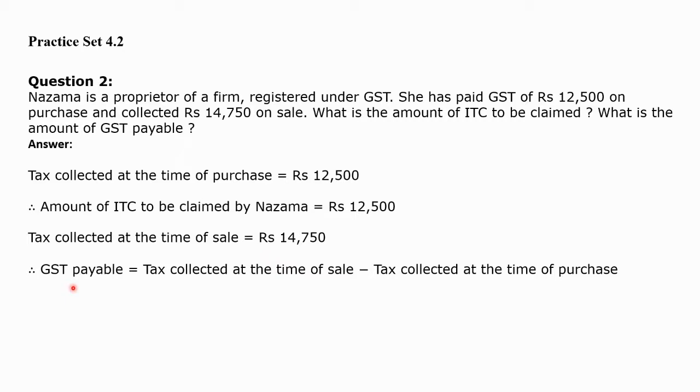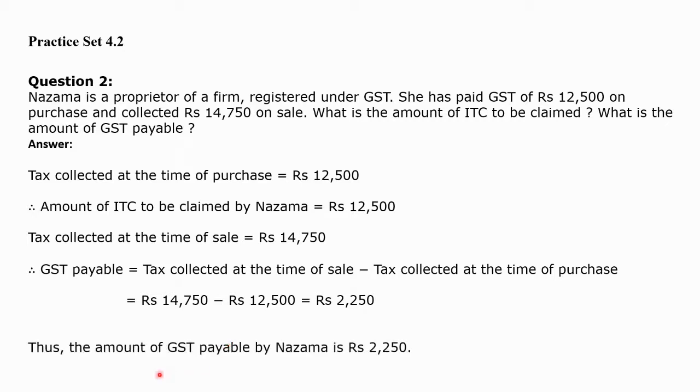So GST payable will be tax collected at the time of sale minus the tax collected at the time of purchase. Or in other words, we can also say it as output tax minus input tax. So that is 14,750 minus 12,500, and that is rupees 2,250. Thus, the amount of GST payable by Nazma is rupees 2,250.